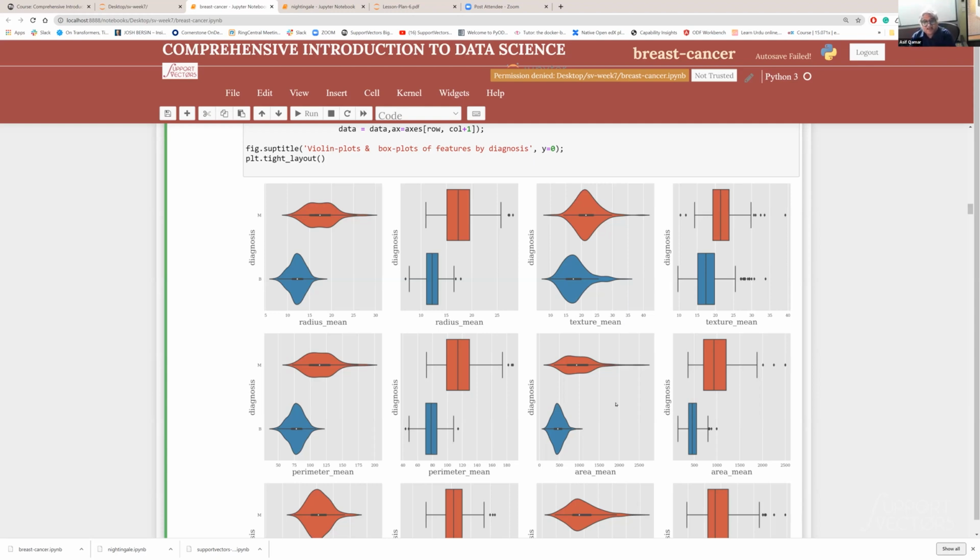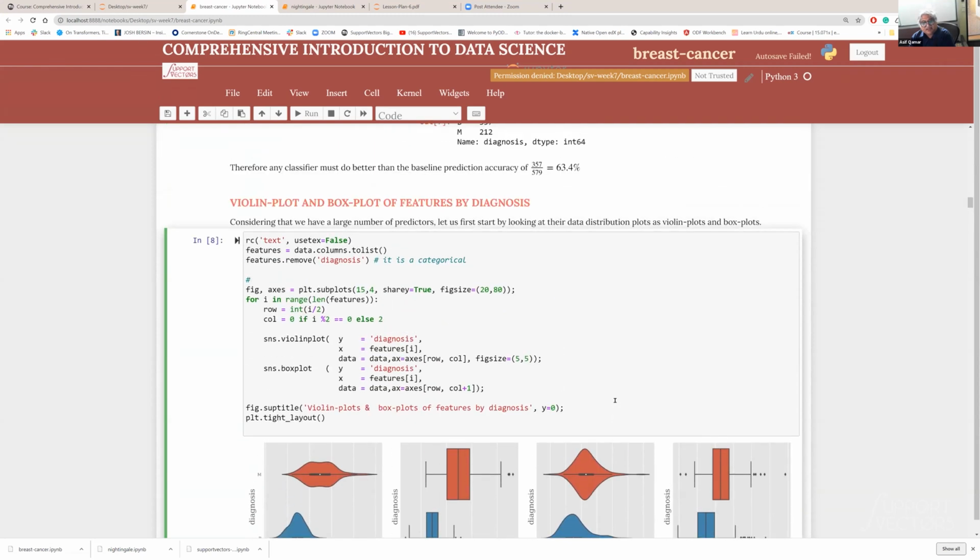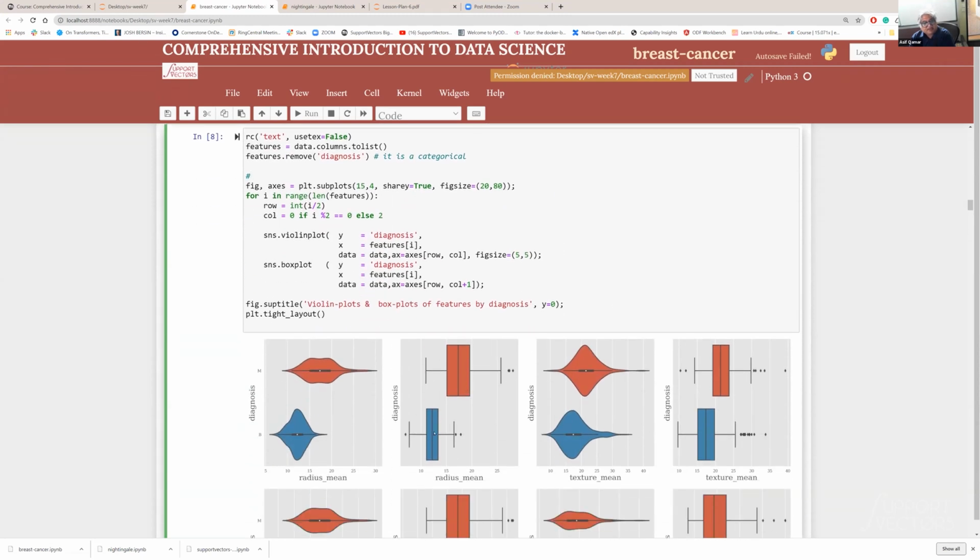Do you see that you can differentiate the blue from the red? The benign is blue, malignant is red. If I just put a decision boundary around 15 or 16, it would separate them. Kate, please go ahead. They're well separated. They are well separated along the radius mean axis, right?